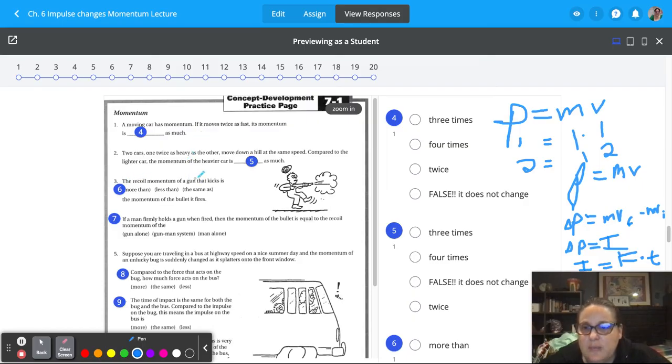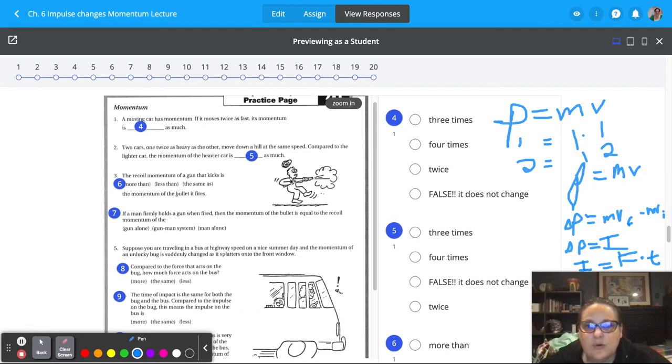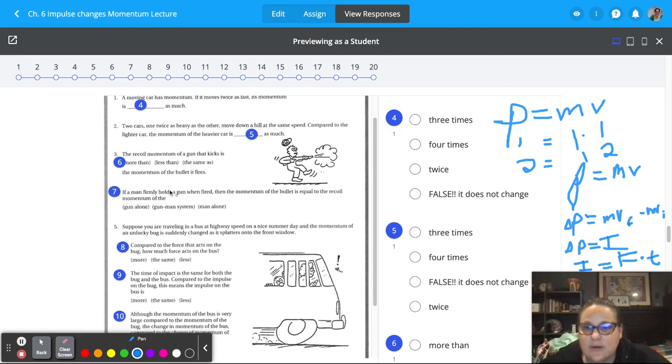Next question, the recoil momentum of a gun that kicks is more than, less than, or same as the momentum of the bullet it fires. Note that it is talking about the momentum difference, not the velocity difference. So one of them is different and one of them is the same. Remembering, of course, that they have different masses, and that's the result. That's why those are different.